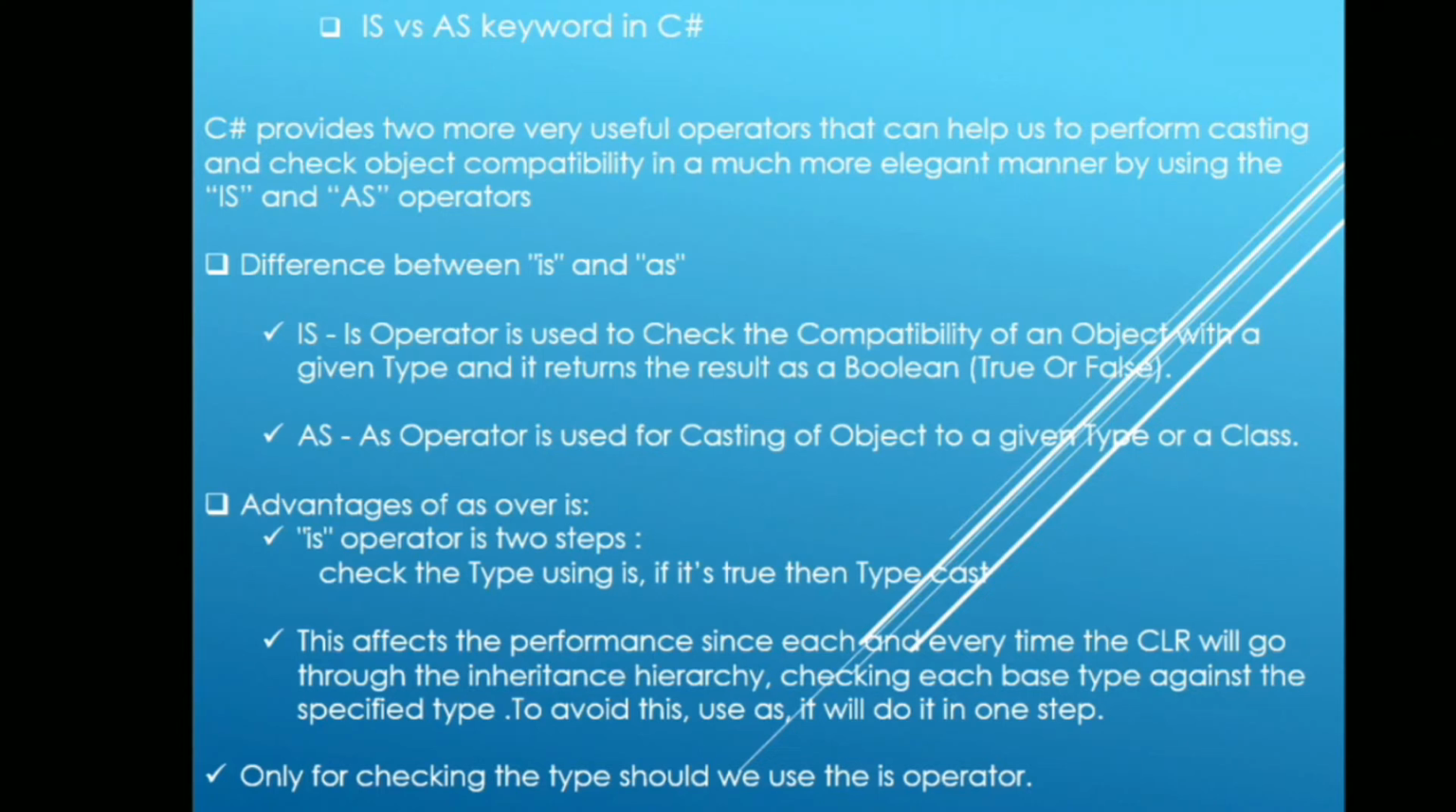The difference between is and as is that the is operator is used to check the compatibility of an object with a given type and it returns a boolean true or false. The as operator is used for casting an object to a given class or type. The advantage of as over is is that it is a one-step process. With is, first it checks if the type is compatible, and if it is compatible, only then do the casting. This affects performance since each and every time the CLR will go through the inheritance hierarchy, checking its type against the specified type. To avoid this, use the as keyword. Only use the is keyword if you want to just compare the type.